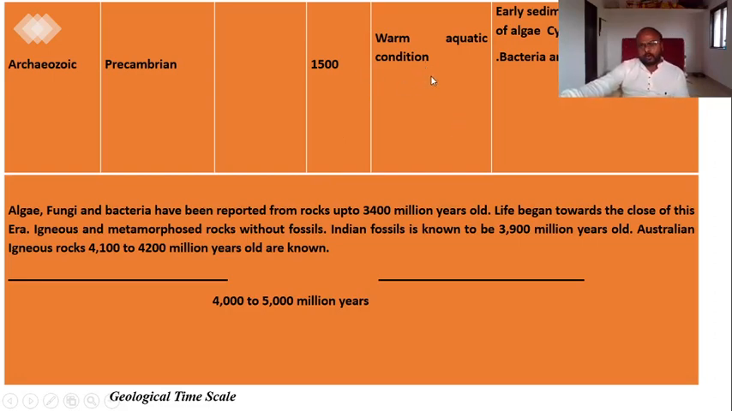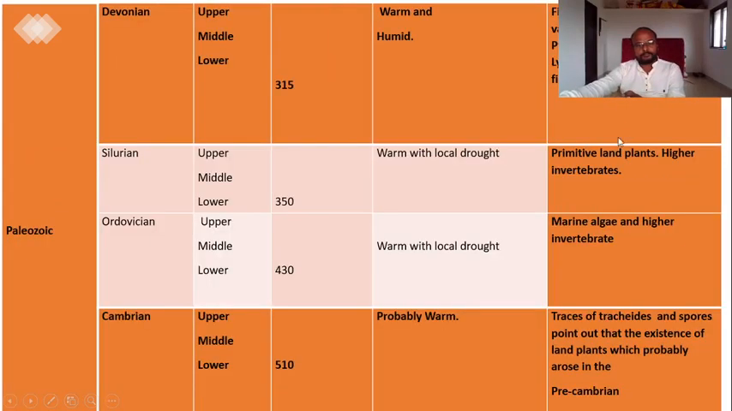At that time the climate was warm and totally aquatic conditions were found on the earth. In this early sedimentary rock, traces of algae, cyanophyceae, were recorded. Some bacteria and protozoa are also recorded.